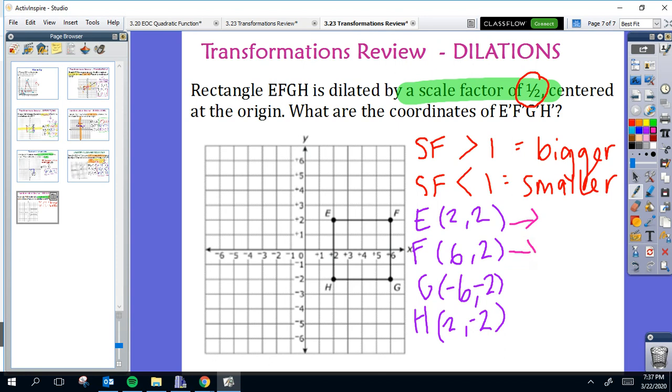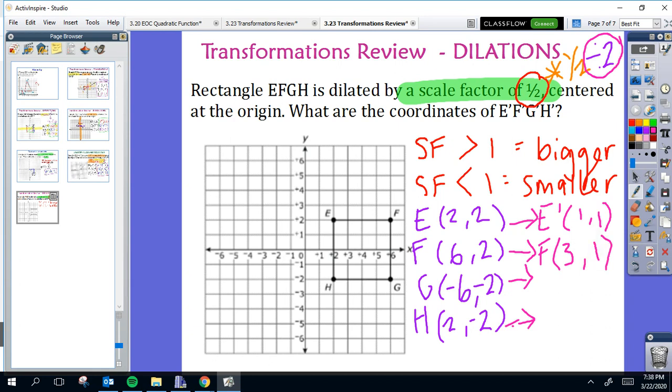When I figure out the image after the scale factor, all I do is multiply all of these values by 1/2. And remember that multiplying by 1/2 is the same thing as dividing by 2. So I'm going to take all these values and divide them by 2. So for E prime, 2 divided by 2 is 1. And for the second 2, 2 divided by 2 is also 1. For the next one, 6 divided by 2 is 3, and 2 divided by 2 is 1.